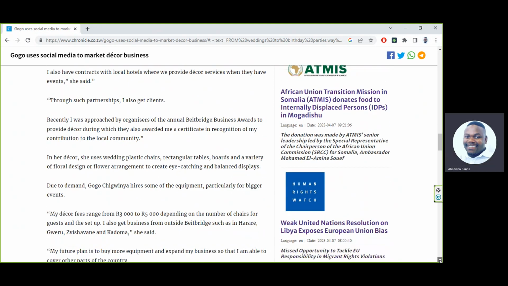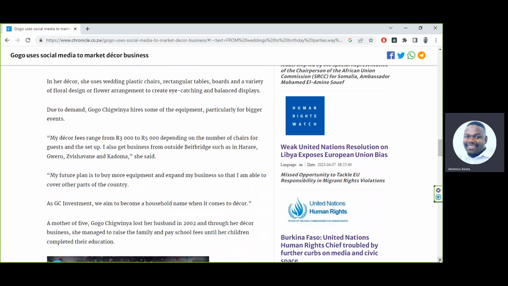In her decor, she uses wedding plastic chairs, rectangular tables, boards, and a variety of floral designs or flower arrangements to create eye-catching and balanced displays. Due to demand, Gogo Chigwinya hires some of the equipment, particularly for bigger events. "My decor fee ranges from 3,000 to 5,000 rands, depending on the number of chairs for guests and the setup. I also get business from outside Bedbridge, such as in Harare, Gweru, Mashabane, and Kadoma," she said. "My future plan is to buy more equipment and expand my business so that I am able to cover other parts of the country. As GC Investments, we aim to become a household name when it comes to decor."